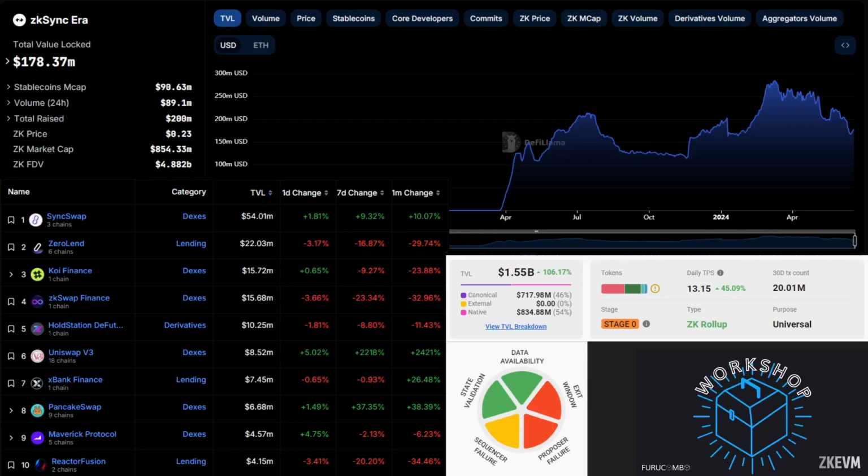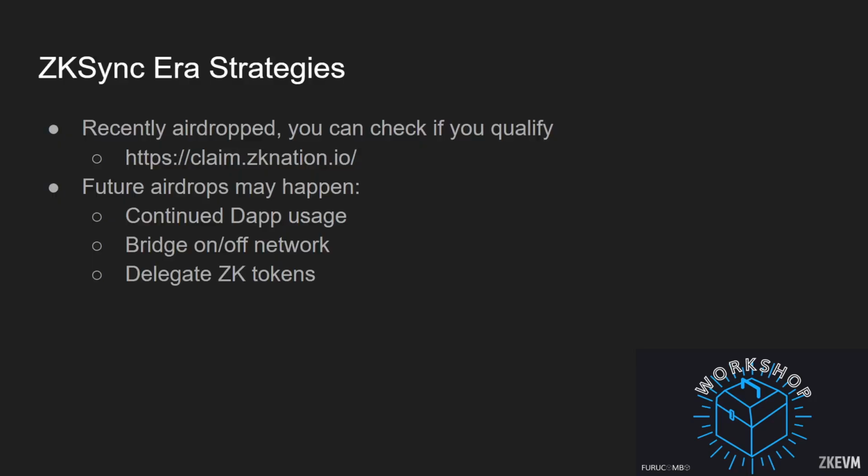And then in terms of top protocols, we see SyncSwap at 54 million TVL. This is their top DEX. And we see ZeroLend as their top lending protocol at 22 million. And I believe both these, SyncSwap and ZeroLend, support only ZKEVMs or Layer 2s in general. We also see slightly down the list is Uniswap v3 at 8.5 million and PancakeSwap at 7 million. So we see mostly DEX actions being used on ZKSync Era at the moment, but we'll see how that develops.